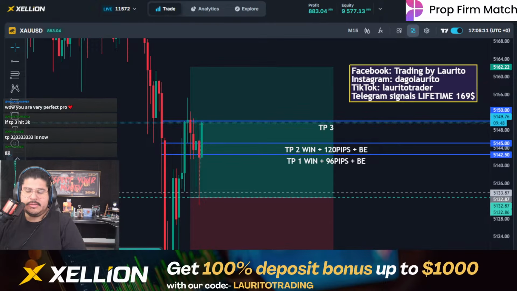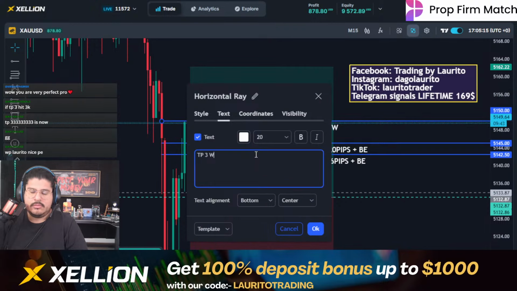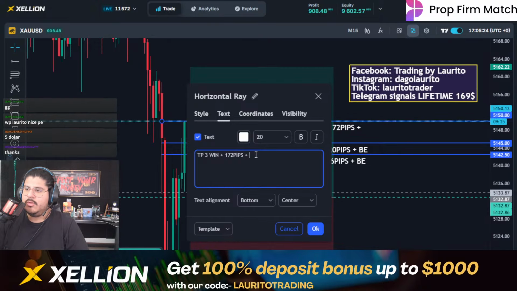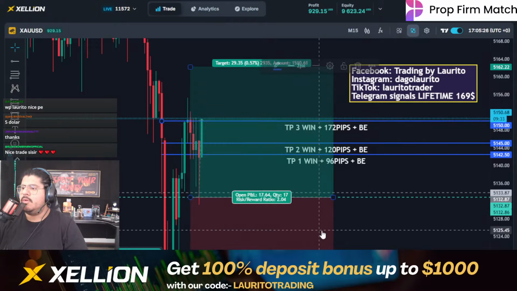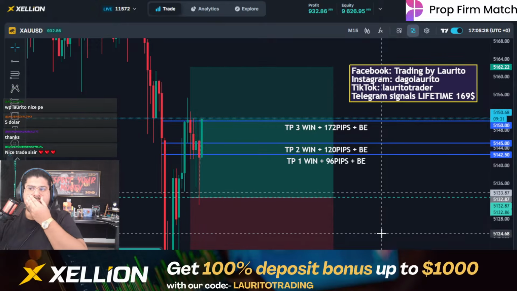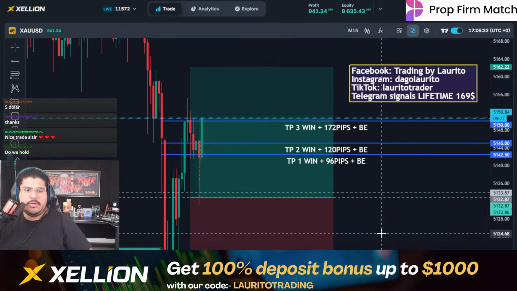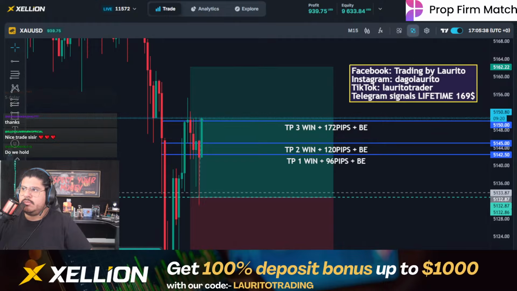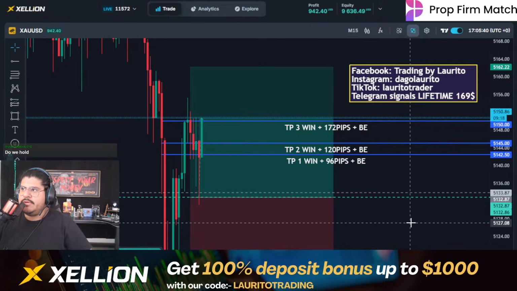$400 and TP3 it's now, guys. Plus 170. So well, beautiful. That's great. Recovering some money.